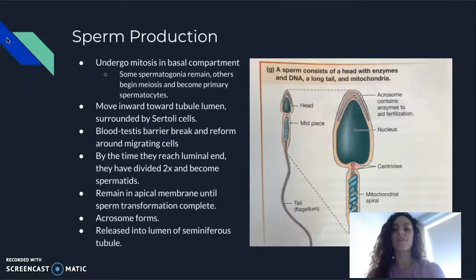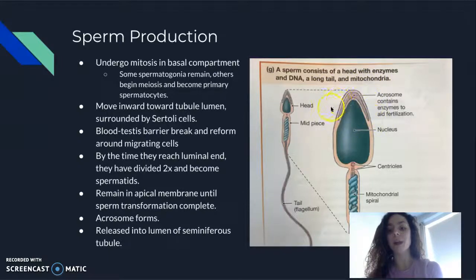And so the chromatin of the nucleus condenses into a dense structure that fills most of the head, while a Golgi-derived vesicle called an acrosome flattens out to form a cap over the tip of the nucleus. And the acrosome contains enzymes essential for fertilization.